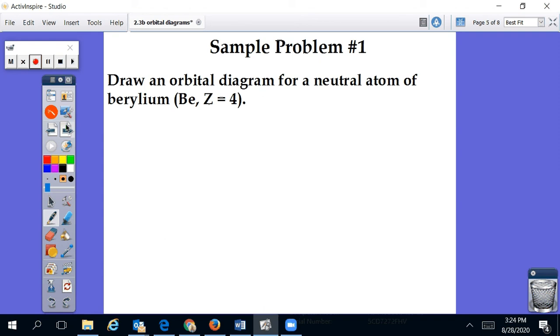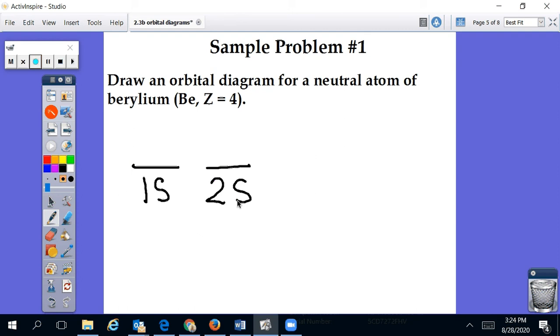Okay, so you're going to start with 1s, that's at the beginning, and you know that each line represents an orbital, and s only has one orbital. Next, you're going to read across, and then you go down to the second row, and you are at 2s. Now, beryllium is in the 2s, so you're going to stop there.